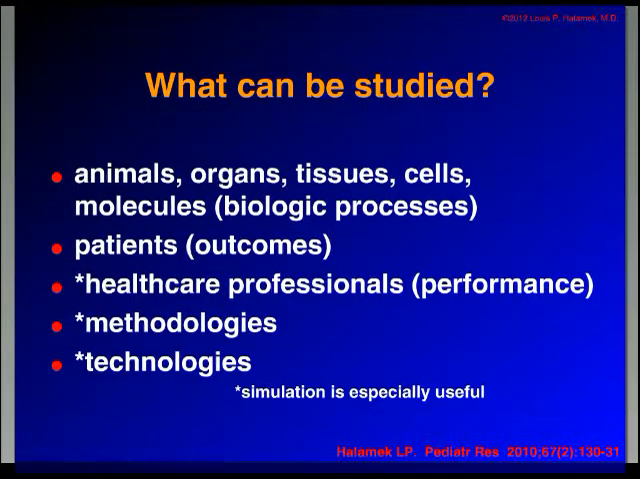Now, if you think about it, you take a step back and look at, well, what kinds of research can be done? Really, when we think about the subjects of different types of research, there are subjects that are animals, organs, tissue, cells, molecules. Really, the focus here is on looking at biological processes in healthcare. Very common subject for research would be patients, and of course, there we're looking at clinical outcomes.